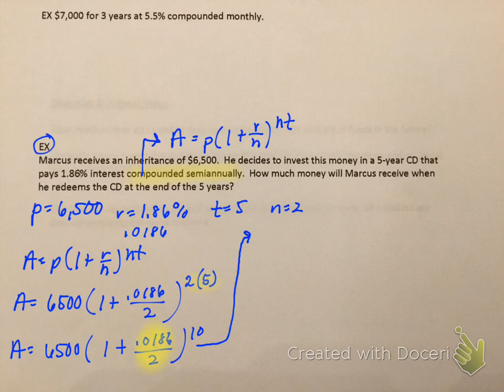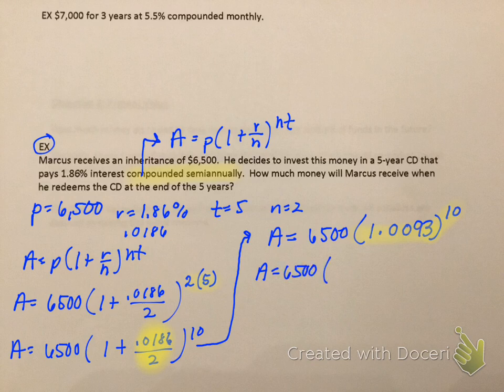So what I'm going to do is divide on my calculator 0.0186 divided by 2. And when I get that answer, I'm going to add 1 to it. So when I do that, I get 1.0093 raised to the 10th power. So now that you have 1.0093 in your calculator, leave it there and raise it to the 10th power.